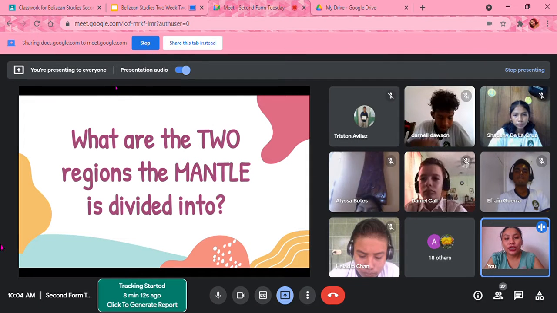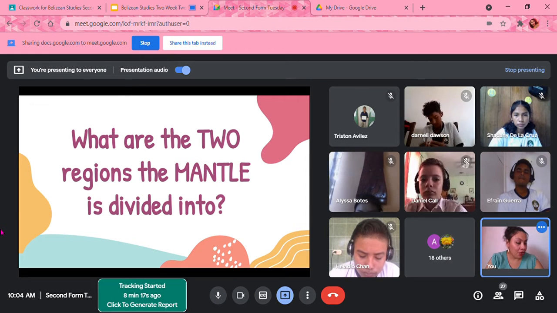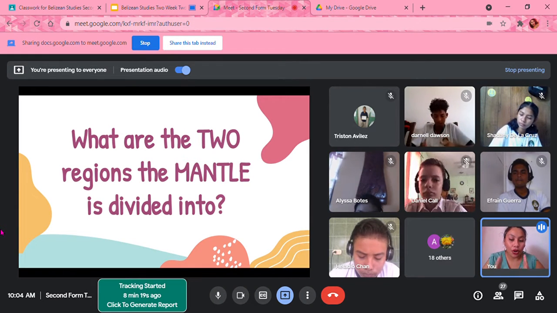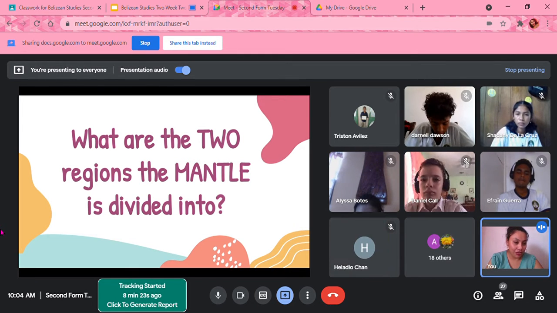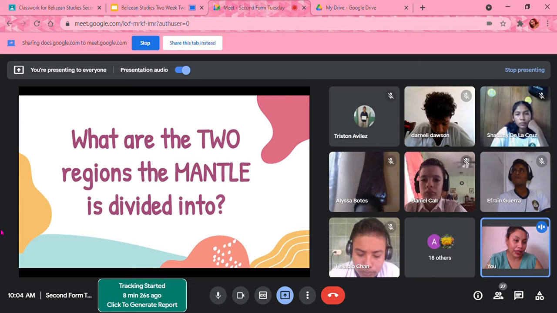So my question now is, what are the two regions that the mantle is divided into? We have the core divided into the outer and inner, but now what is the mantle divided into? What do we call the two regions that the mantle is divided into?